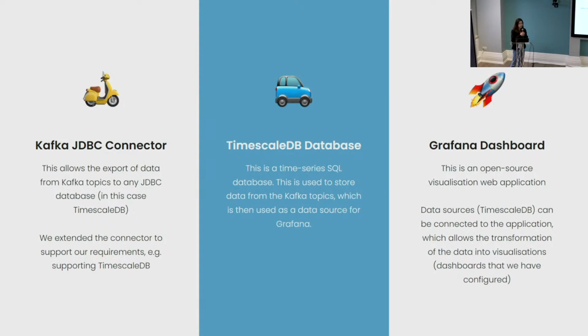The next component is the TimescaleDB database. This is a time series SQL database, used to store data from the Kafka topics, which is then used as a data source for Grafana. And finally, the Grafana dashboard, which is the front end, an open source visualization web application. Data sources, for example TimescaleDB in our case, can be connected to the application, which allows the transformation of the data into visualizations, which are customizable.